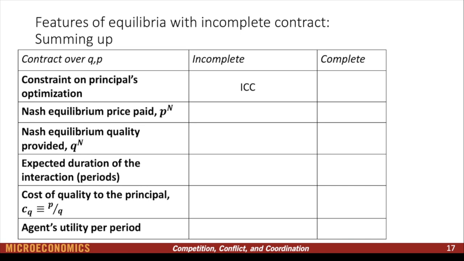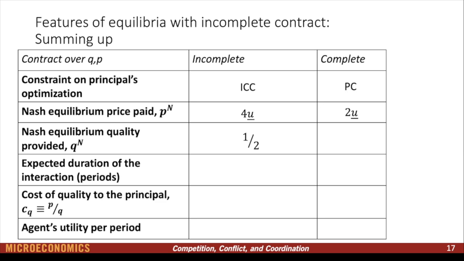In incomplete contracts, the constraint on the principal's optimization process is the incentive compatibility constraint, whereas in complete contracting, you have the participation constraint. The agent's or the seller's utility is going to be what they receive at their fallback position of 0. At the Nash equilibrium, the price paid at the Nash is Pn, whereas you have 2 U bar being the price paid in the complete contracting case. So we see that the price is double in the incomplete contracting case versus the complete contracting case.